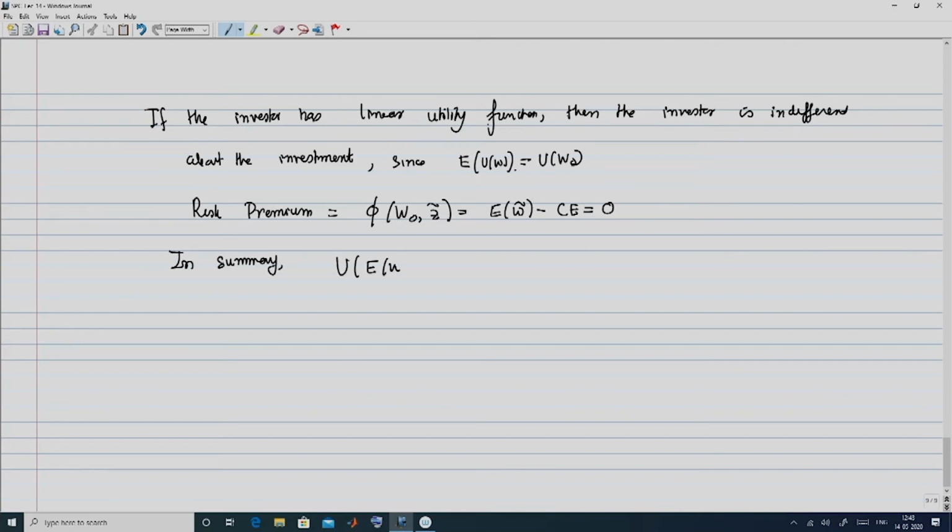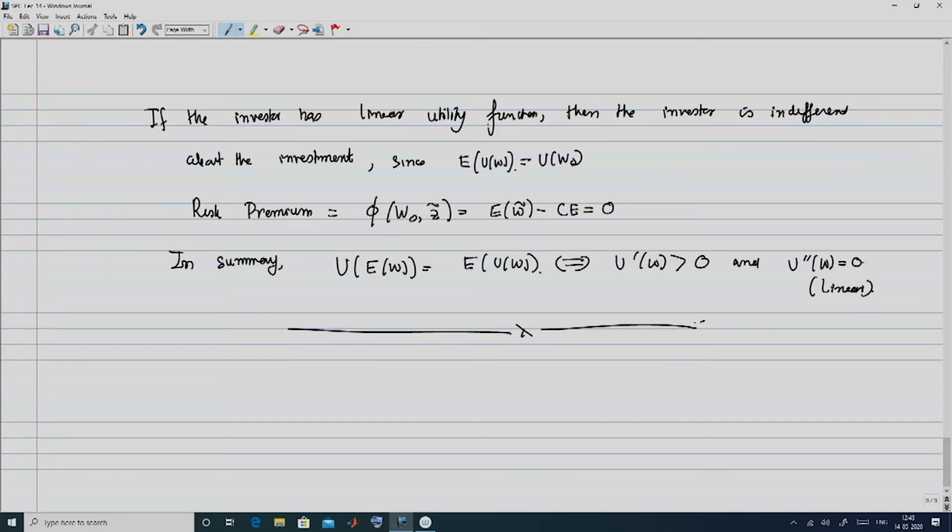U of E W is E of U W, and this is equivalent to U prime of W greater than 0, which of course has to hold in case of utility functions, but U double prime of W is equal to 0. So, this is because of the linear property.